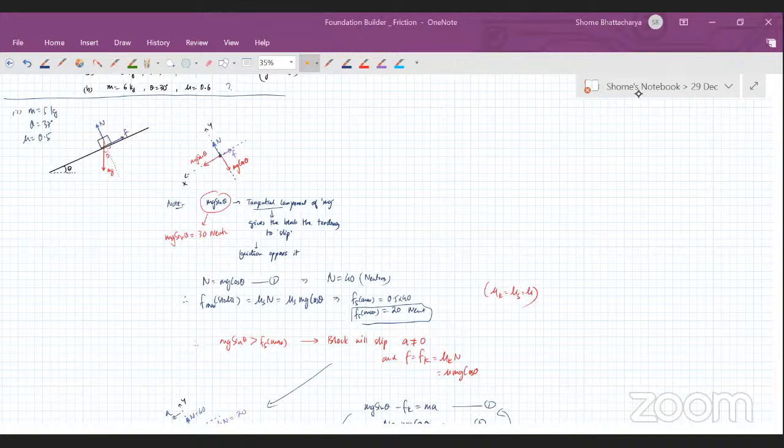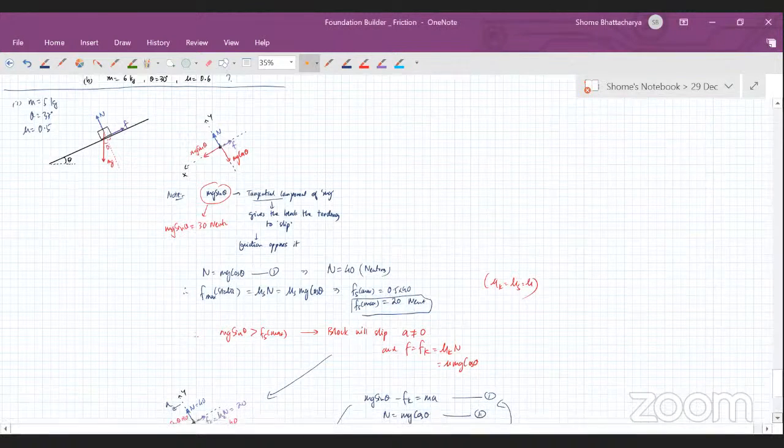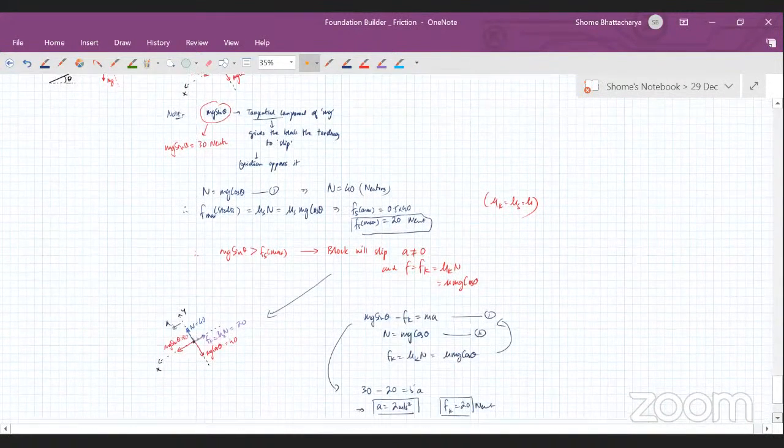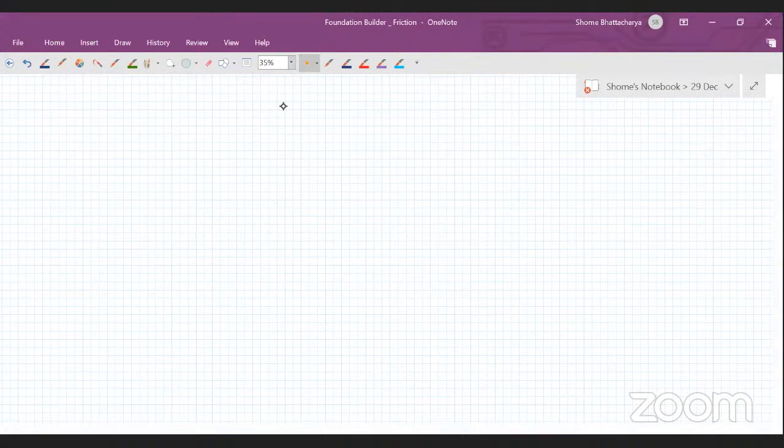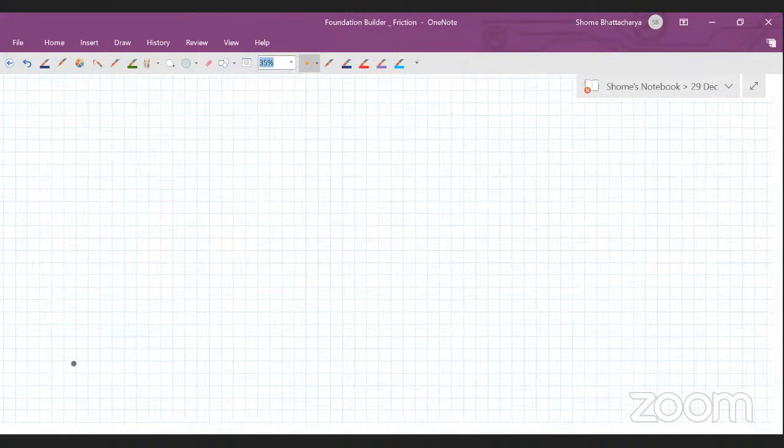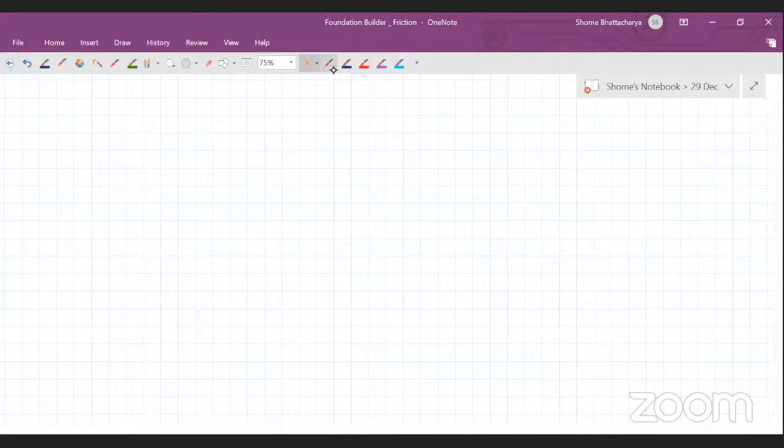Okay, second case we will see. Yes, Kunj, very good. Your answer is correct. So let's use these values now. 6 kg mass and 30-degree angle, and coefficient of friction is 0.6. Let's see what happens here now.